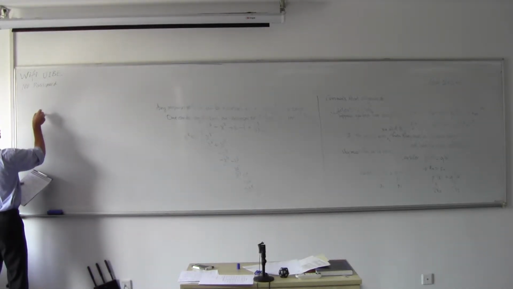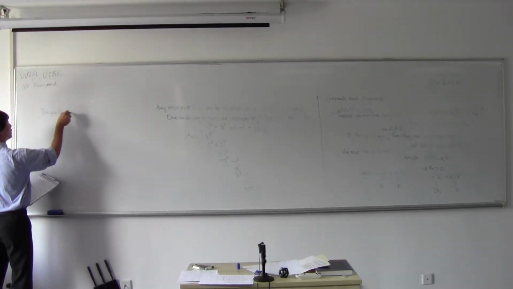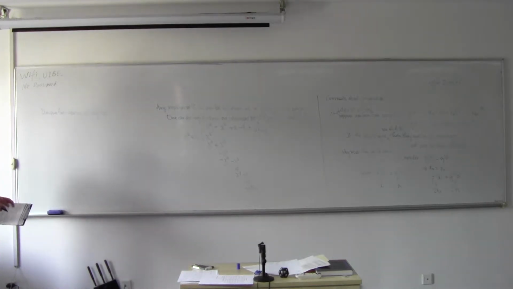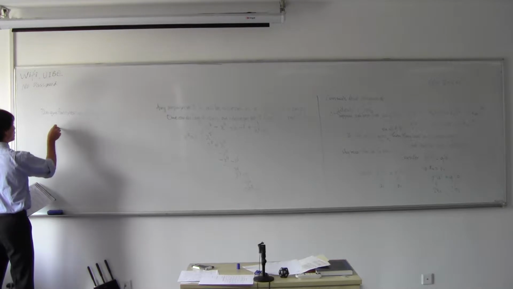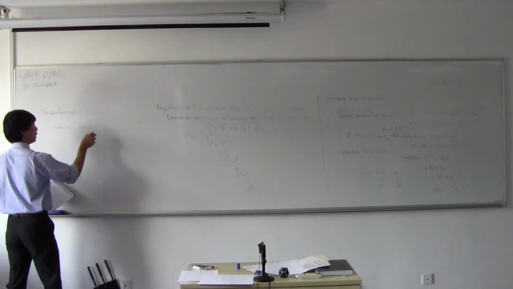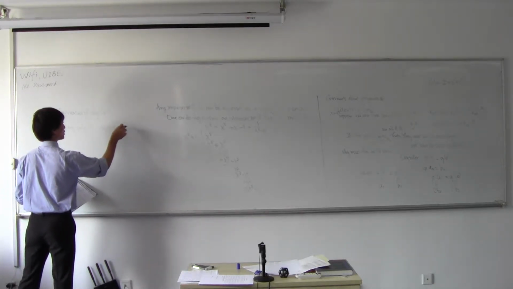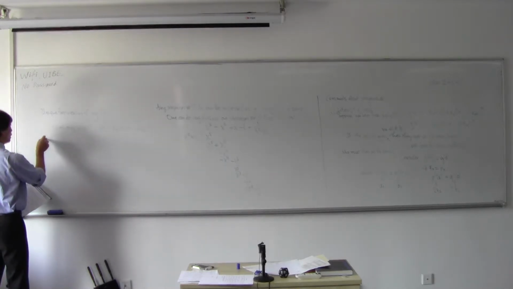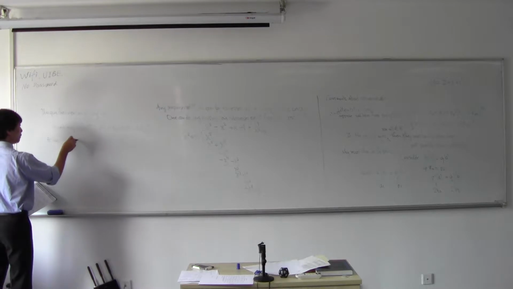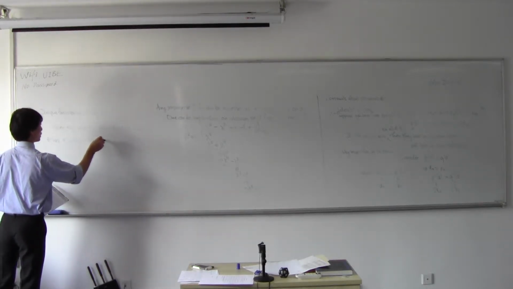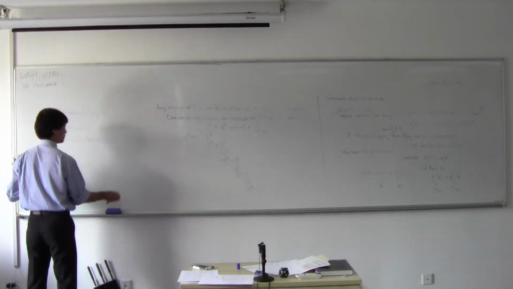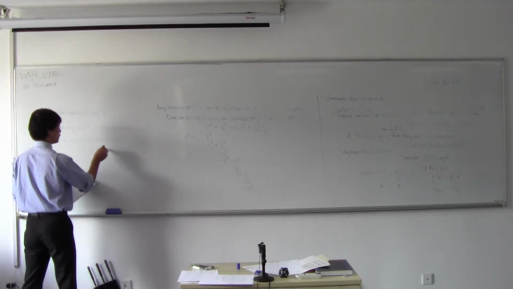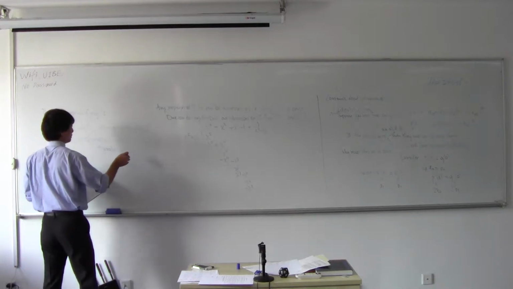Second thing, unique factorization of polynomials. What this says is that given any polynomial p of x, again being a0 plus a1x up to an x^n, it has a unique factorization into what we call irreducible elements.